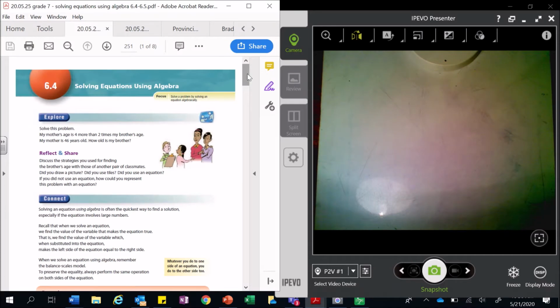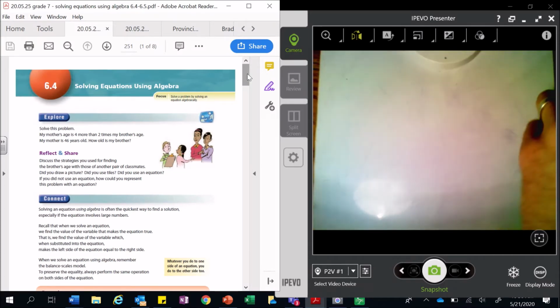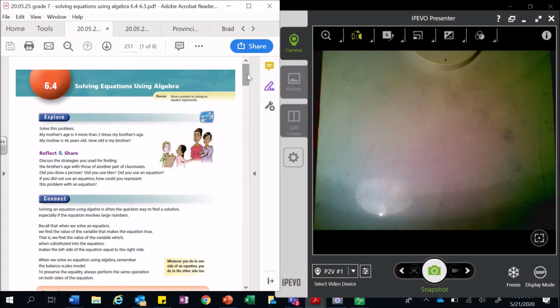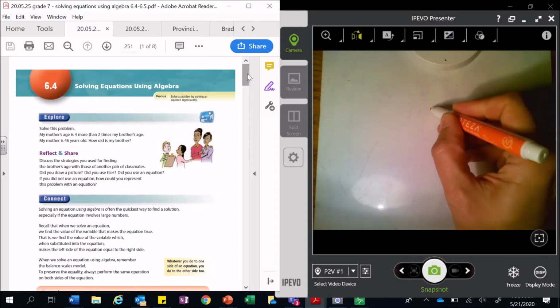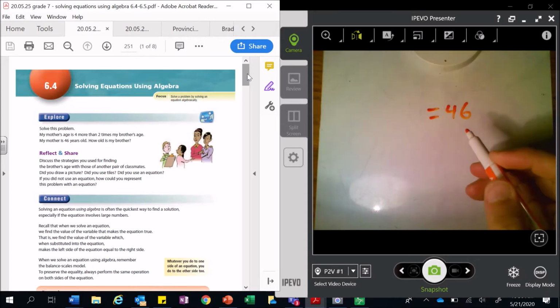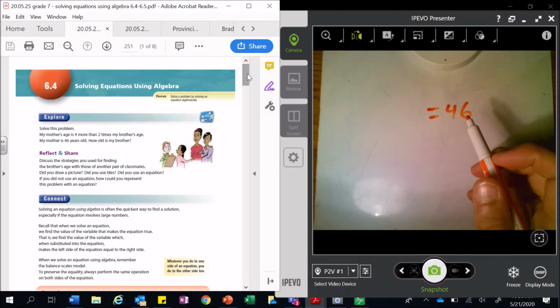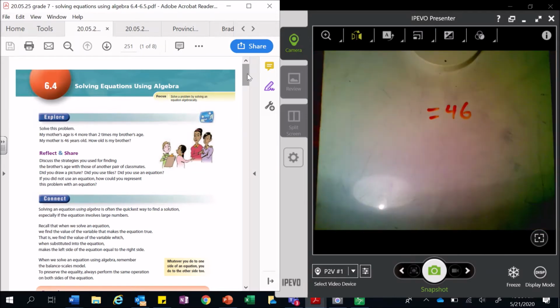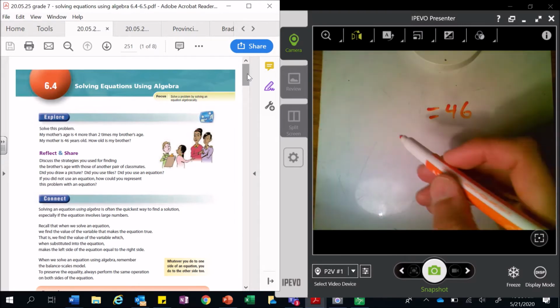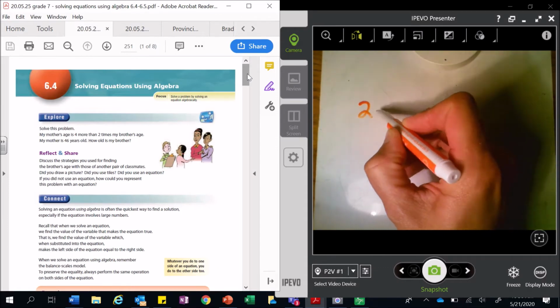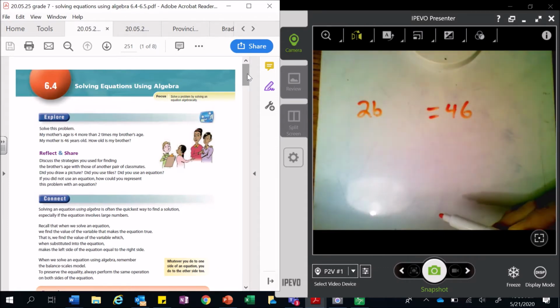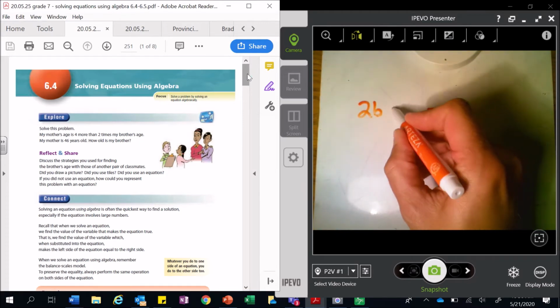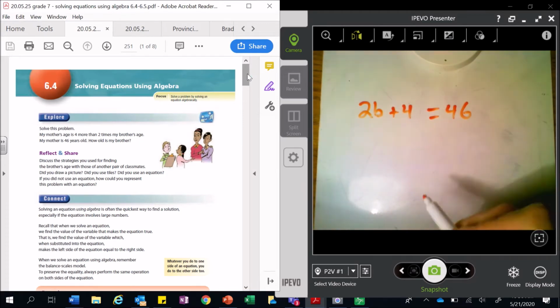My mother's age is 4 more than 2 times my brother's age. My mother is 46 years old. I know that she is 46. But it says it is 4 more than 2 times my brother's age. Well, how do I do 2 times my brother? Well, I'll probably go 2b then. 2 times my brother's age plus 4 more equals my mother's age.